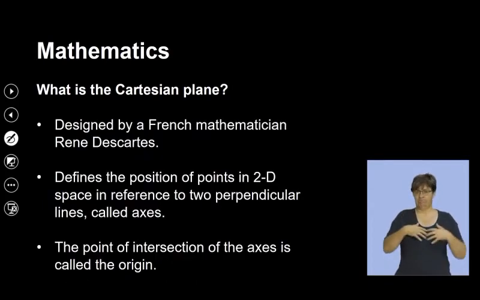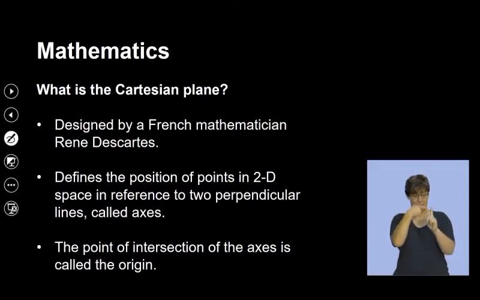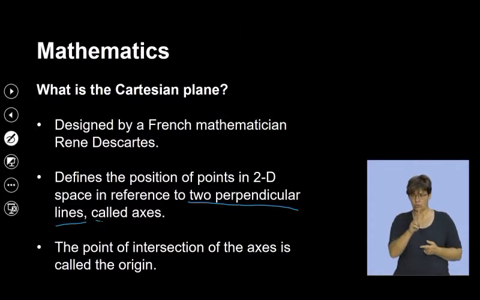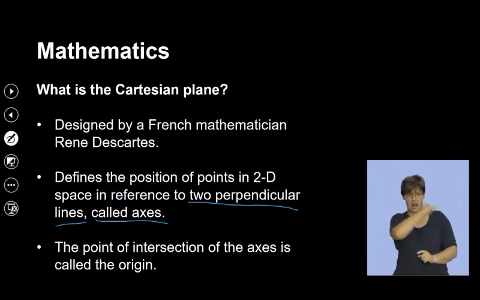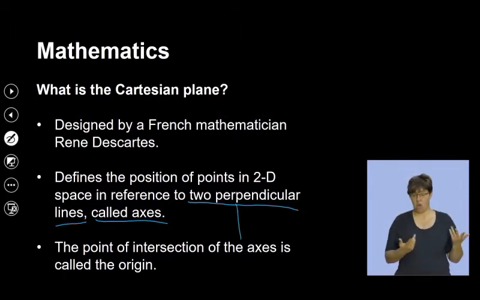This was designed by a French mathematician, René, right? René said this particular thing, which is a Cartesian plane, it defines the position of points in 2D space, right? In reference to the two perpendicular lines, which we normally call our axes. As you saw, there will be two lines that are crossing each other. Where they're crossing each other, they are normally perpendicular to one another.